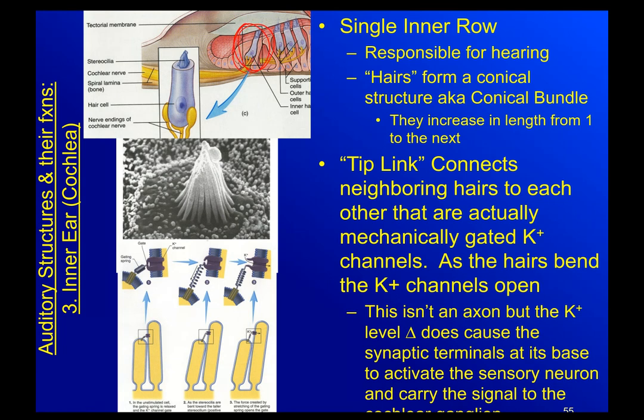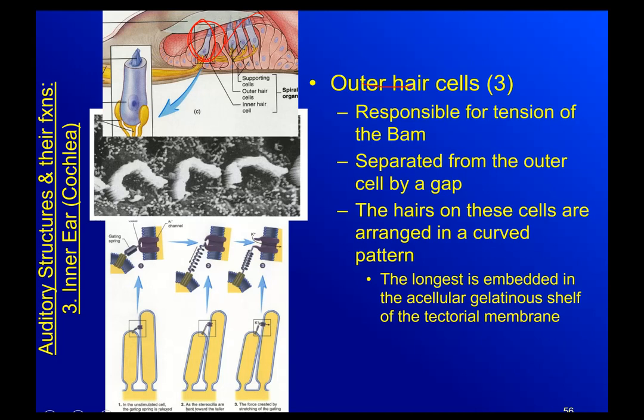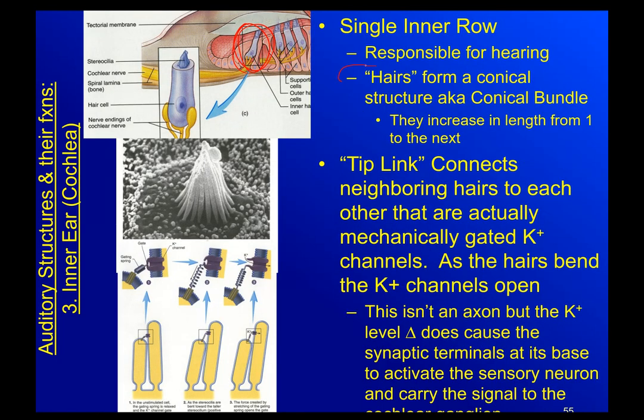Okay, that single inner row is responsible for hearing, like I said. And the hairs on it are going to form a cone structure. A conical bundle is what we call it. And you can see it right here. As that cone forms, they're increasing in length.